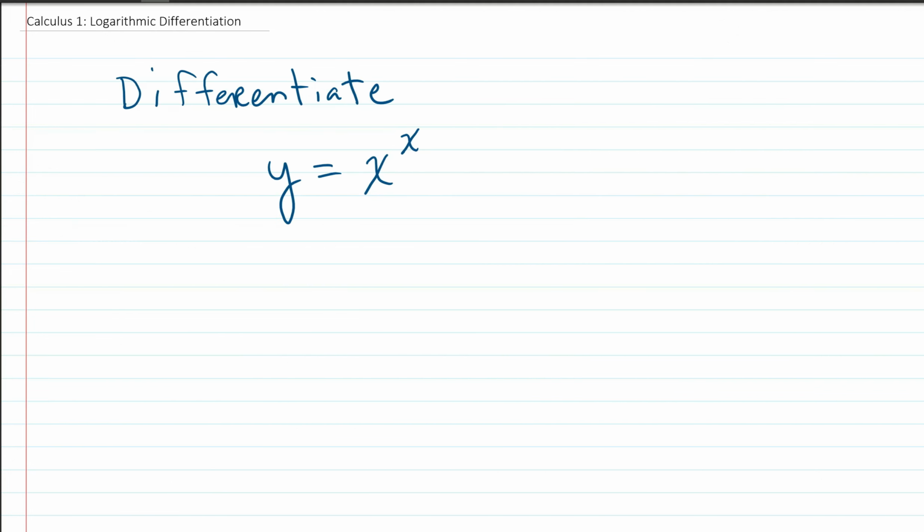So here we're told to differentiate y equals x to the x power. So we're going to apply logarithmic differentiation. The first step is to take the natural log of both sides. So we take the natural log of y, and that's equal to the natural log of x to the x power.